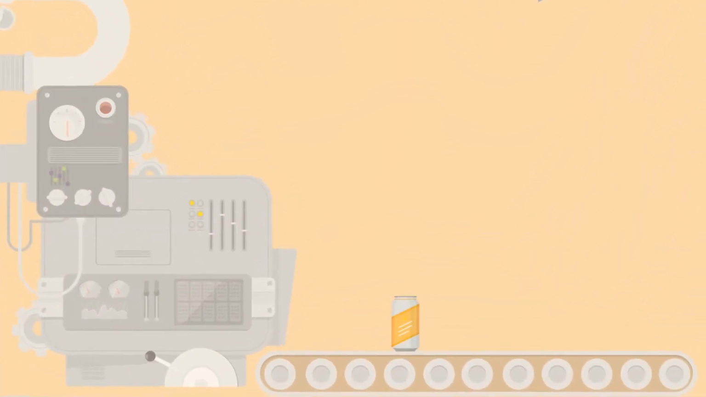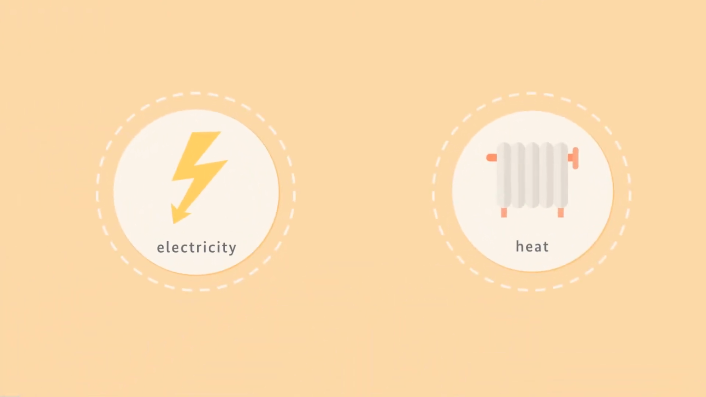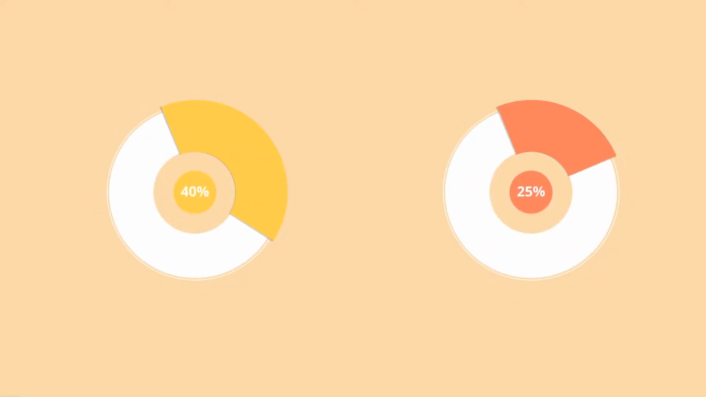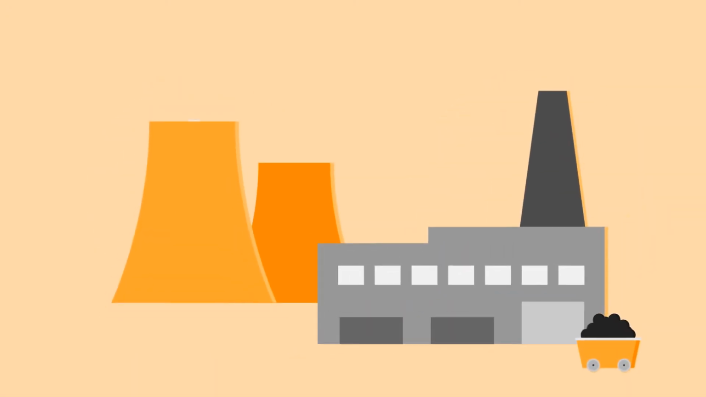Factories need huge quantities of electricity and heat to produce aluminum, glass or paper. Industry accounts for 40% of the electricity and 25% of the heat consumed in Germany. Before, this energy came mostly from coal-fired power stations. But a radical change is now underway.